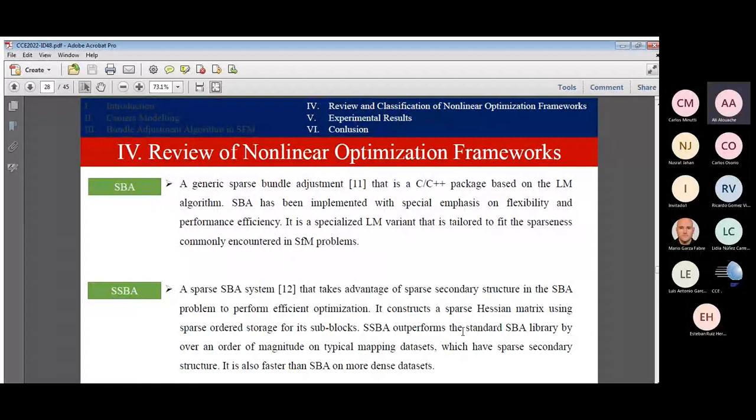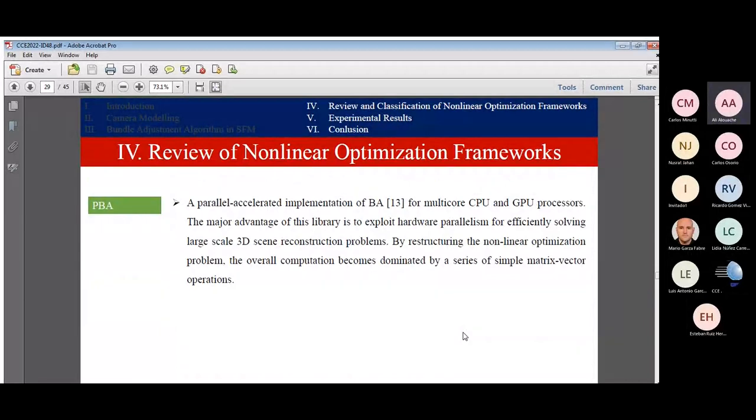This library outperforms the standard sparse bundle adjustment library by over an order of magnitude on typical mapping datasets, which have sparse secondary structures. It is also faster on more dense datasets. Parallel bundle adjustment is a parallel accelerated implementation of bundle adjustment for multi-core CPU and GPU processors. The major advantage of this library is to exploit hardware parallelism for efficiently solving large-scale 3D scene construction problems by restructuring the nonlinear optimization problem. The overall computation becomes dominated by a series of simple matrix vector operations.